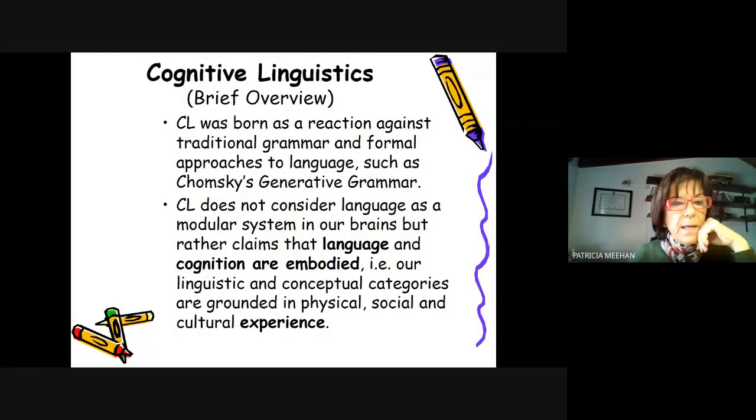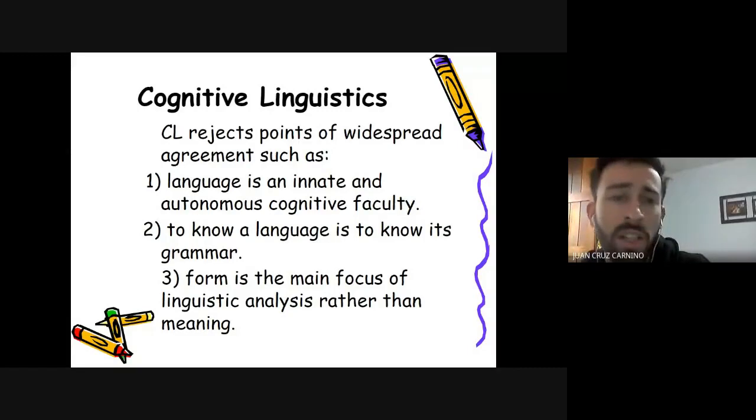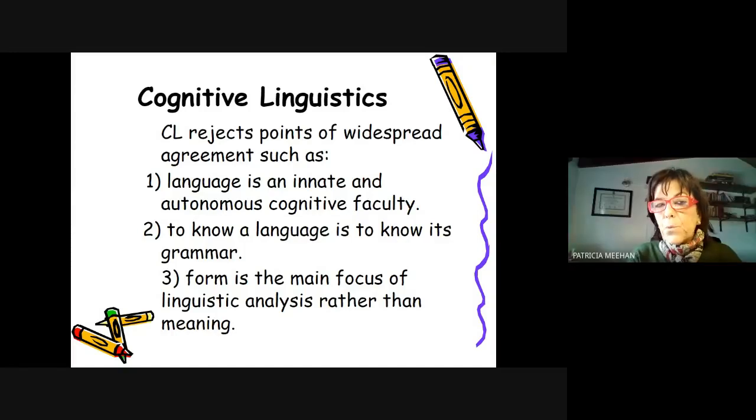Okay, let's move on, Sophie. Let's see, Juan Cruz, can you read this slide? Thank you. Yes, of course. Cognitive linguistics. CEL rejects points of widespread agreement, such as language is an innate and autonomous cognitive faculty. To know a language is to know its grammar. Form is the main focus of linguistic analysis rather than meaning. So this is what cognitive linguistics rejects.